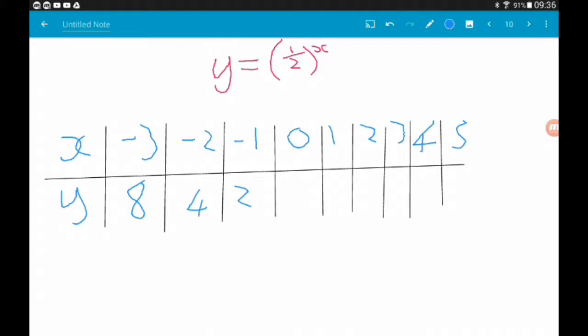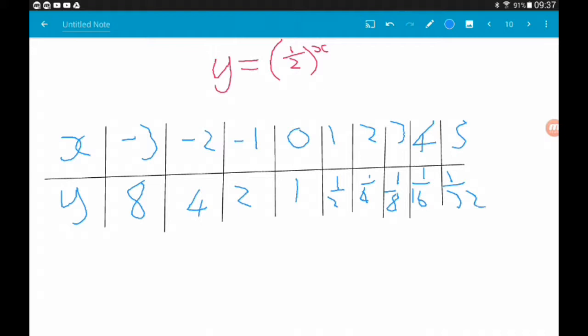1/2 to the 0 is 1. 1/2 to the 1 is 1/2. 1/2 to the 2 is 1/4. Then we get 1/8, 1/16, and then 1/32. So you might notice something here.